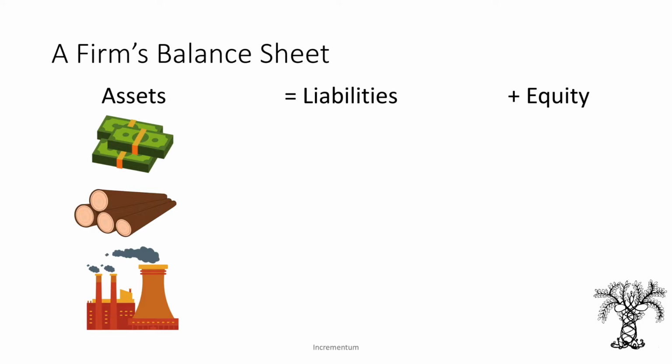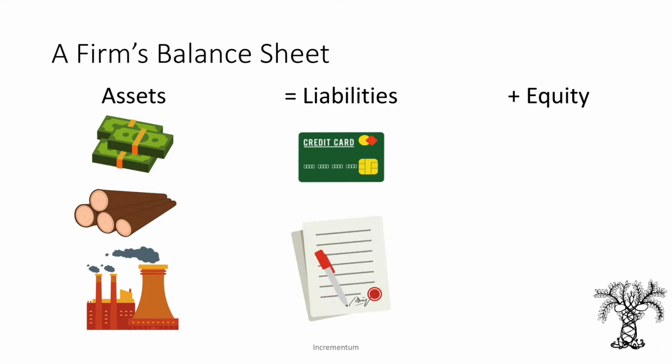Liabilities are also separated into current liabilities and long-term debt. Current liabilities include short-term loans, which could include revolving credit, or long-term loans, which could be bonds, could be long-term loans outstanding, could be mortgages on property.